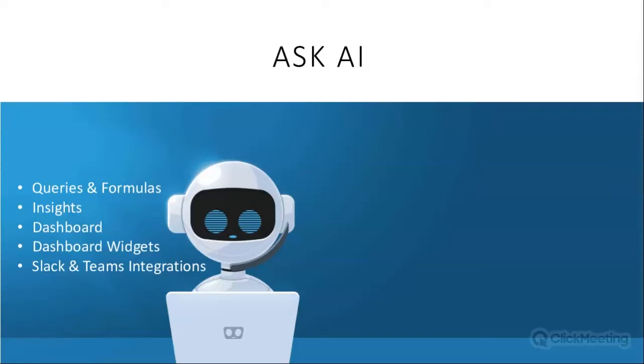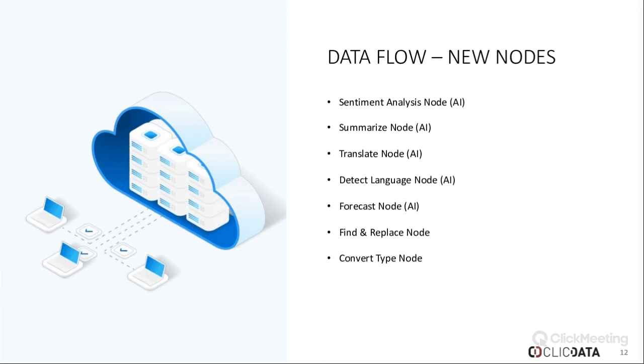On the AI still, but moving into the data flow, we're going to have some new nodes. Most of them coming up are all AI specific, either using OpenAI or some level of advanced statistical analysis. So a sentiment analysis node is coming up and a summarize node, those being the most important ones. If you want more information on those, feel free to contact the team. A translate node, a detect language node, and a forecast node.